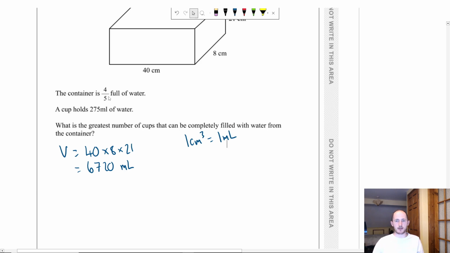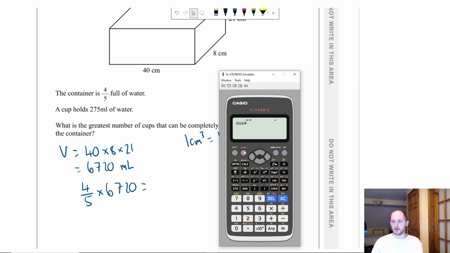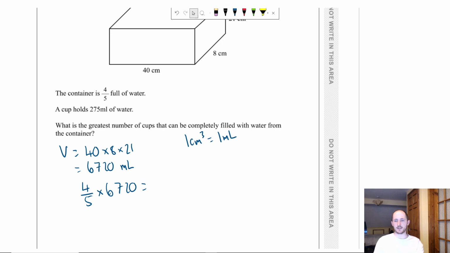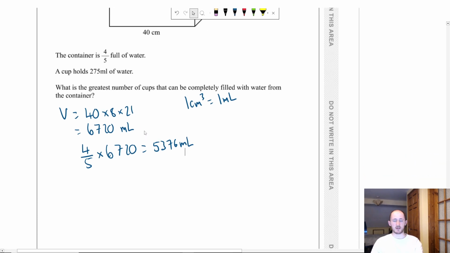Okay. Now it's telling me that it's only 4/5 full. So what I'm going to do is take 4/5 of this number. When I say the word of, so 4/5 of, all I mean is times. So we're going to times 6720 by 4/5, which gives me 5,376 millilitres. So far we've already gotten pretty much most of the marks, actually, for working out the volume, for changing into millilitres, believe it or not, and then also taking 4/5 of the amount. And again, it's 4 marks, so there's actually only one more step.